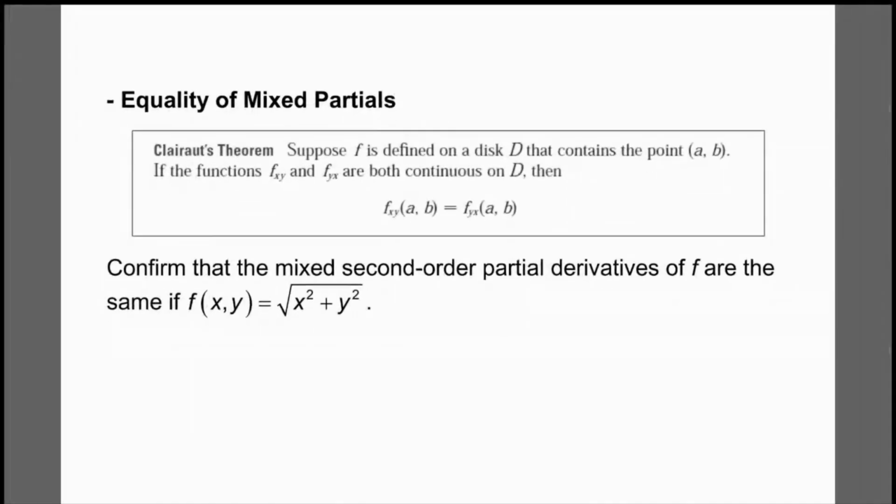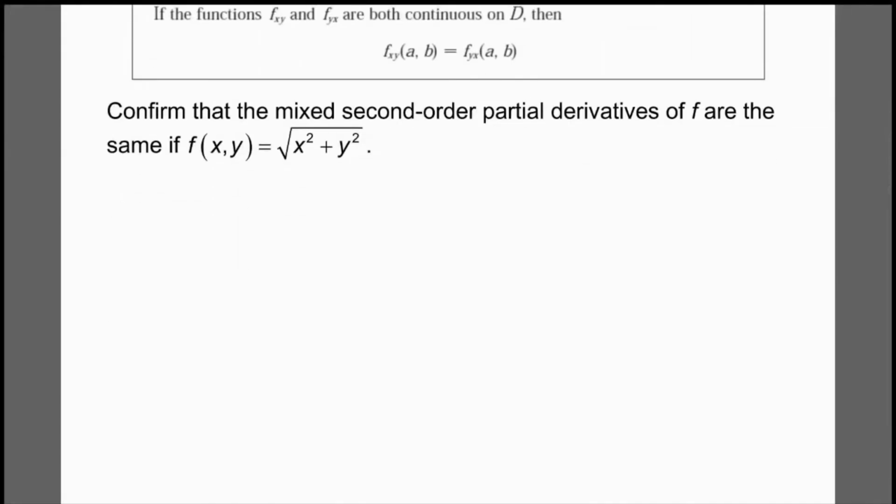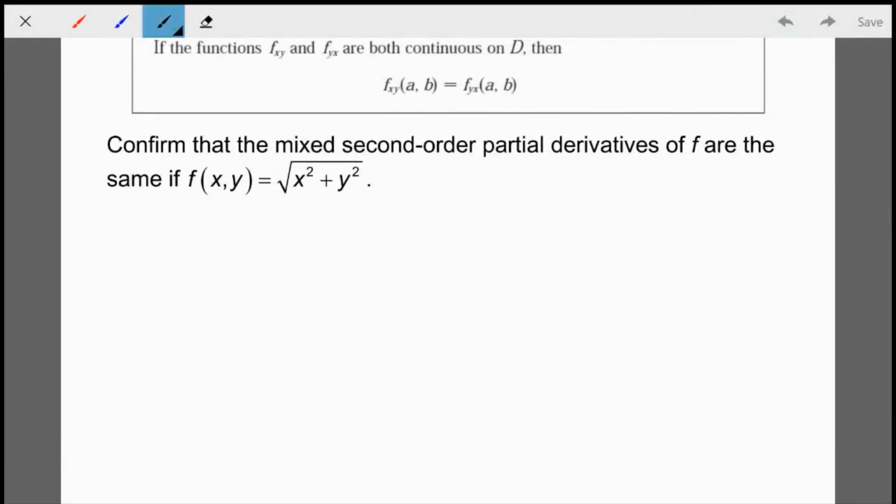Okay, so this next question, it says, confirm that the mixed second order partial derivatives of the function are the same if we have f of x, y is the square root of x squared plus y squared. So what I want you to do is get the two mixed partials. And remember, when I say mixed partials, I'm saying fxy and fyx. I want you to get both of those, and if you've done this correctly, those should be the same. So pause the video, work that out. When you come back, I'll show you my solution.